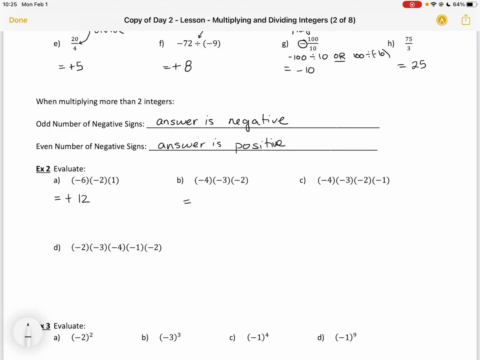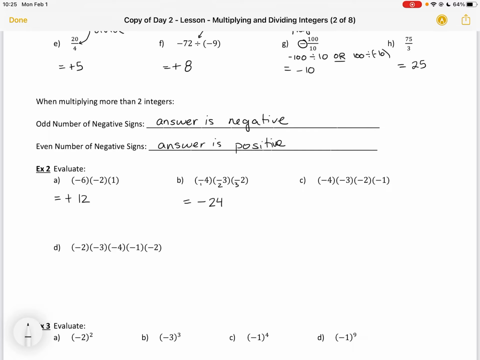Example B. Here I've got three negative signs. 1, 2, 3, which is an odd number, so I know my answer is going to be negative. Now I can just multiply the numbers. 4 times 3 is 12. 12 times 2 is 24.